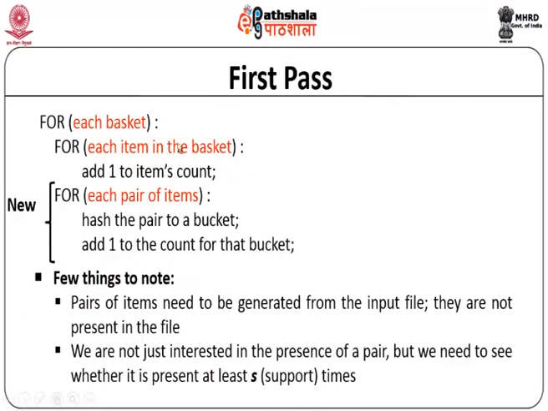So, the algorithm, how it is going to be modified, is that we are going to introduce one more loop for each pair of items, apart from each and every item which has been used in pass 1. So, now what you are going to do here is, every pair of items that needs to be generated from the input file is actually not going to be part of the present file. So, we are not interested in the presence of a pair, but we are interested in seeing whether the item pair should be part of the sample space or not, that is, whether it satisfies the support count or not.